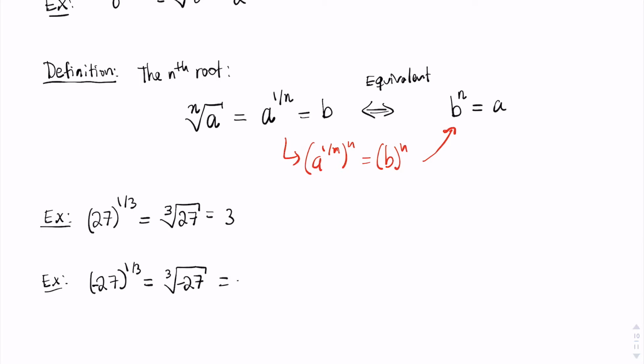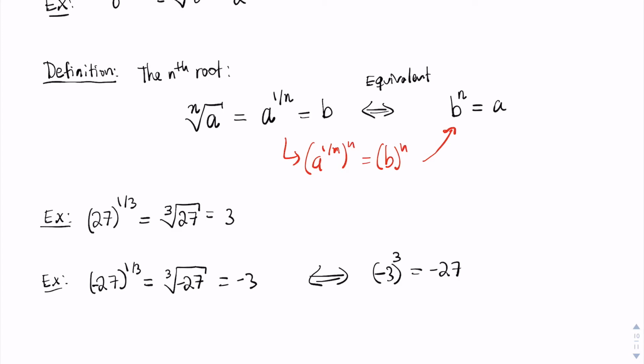Why? Because this is equivalent to saying negative 3 to the third power. What is that going to be? Negative 27. So if you take the cube root on both sides, you see that the cube root of negative 27 will give you negative 3. So you can take the cube root of a negative number, but you cannot take the square root of a negative number. That will leave the real numbers and go to the complex numbers. But this is fine, this is a real value.